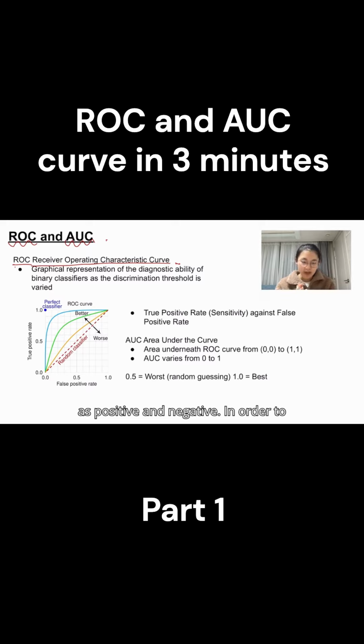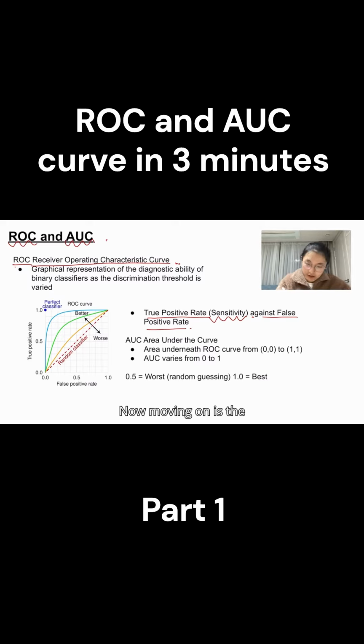and negative. In order to construct an ROC curve, we plot the true positive rate against the false positive rate at various threshold settings. Now, the true positive rate is also known as sensitivity, and it measures the proportion of actual positives that are correctly identified as such. And on the other hand, the false positive rate essentially measures the proportion of negatives that are incorrectly classified as positives.